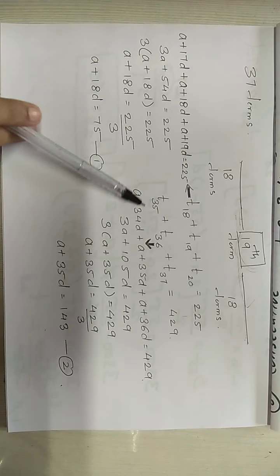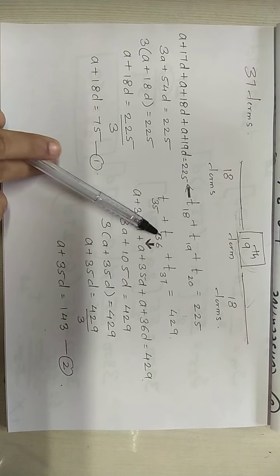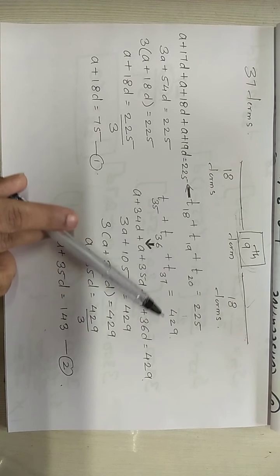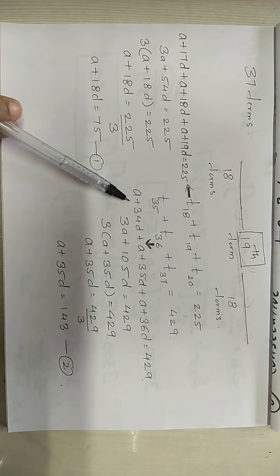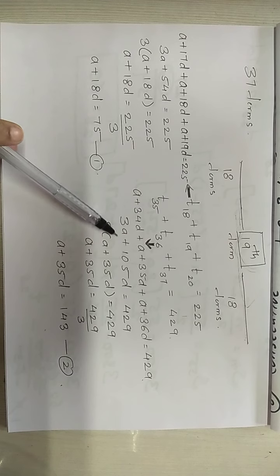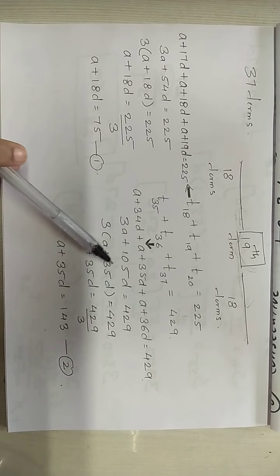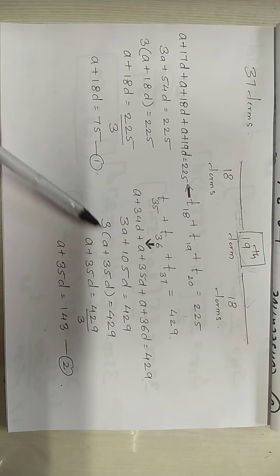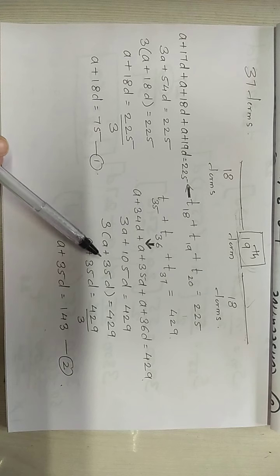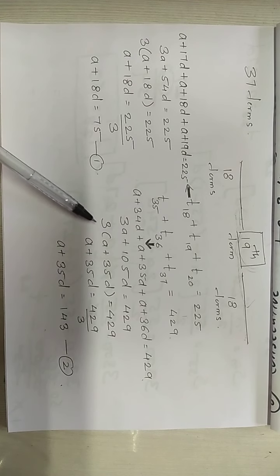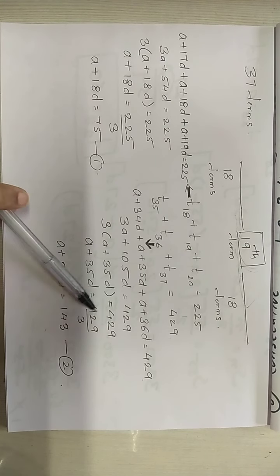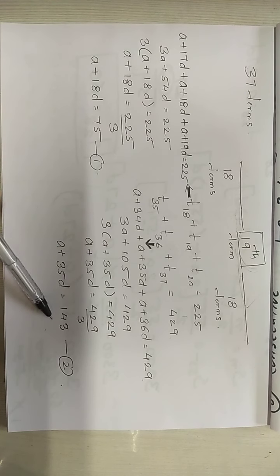Similarly in this step, T35 is A plus 34D, T36 is A plus 35D, and T37 is A plus 36D, equal to 429. Now A plus A plus A will become 3A, and 34, 35, 36 will become 105D, equal to 429. Now 3 will come out common from here. In the bracket it will be A plus 35D equal to 429 upon 3, as 3 goes to the other side. A plus 35D equal to 143. 429 goes in the table of 3, so you get 143.